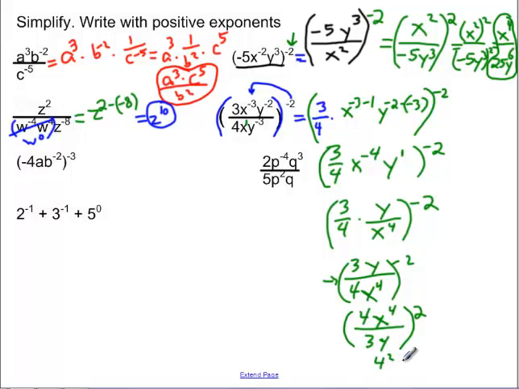4 squared times x to the 4 times 2, which is x to the 8th power, over 3 squared times y squared, and that should be our answer. We could even simplify the 4 squared to be 16 and the 3 squared to be 9. And if we want to, we can just write it as 16x to the 8th power over 9y squared, and that would be our answer.